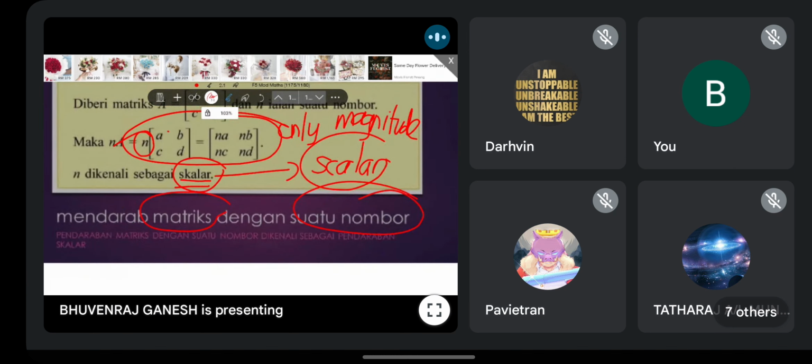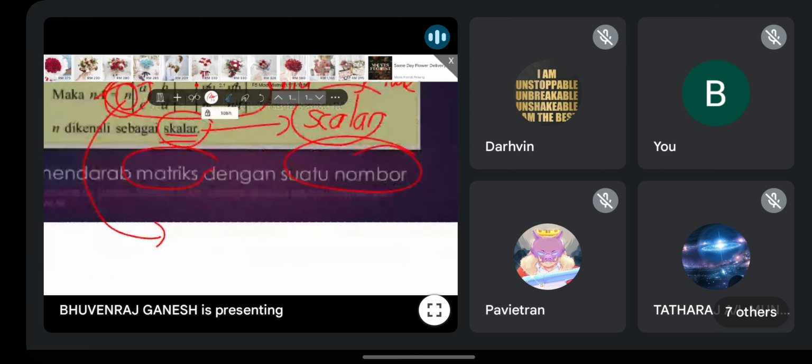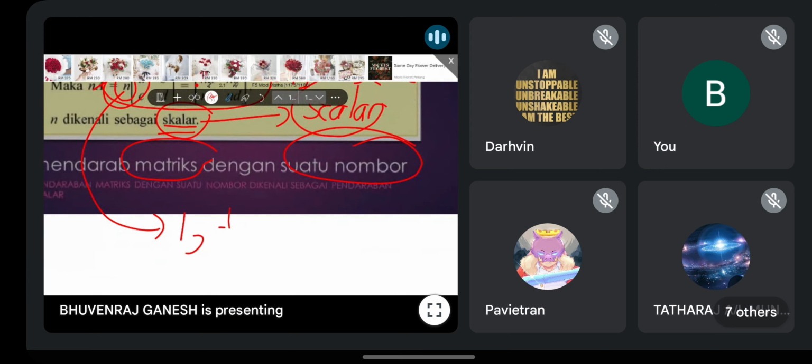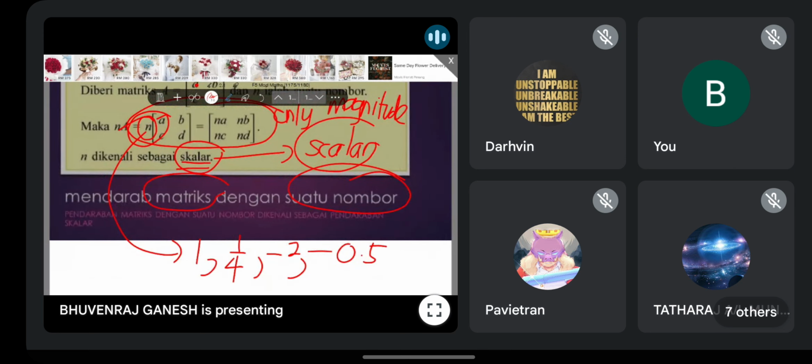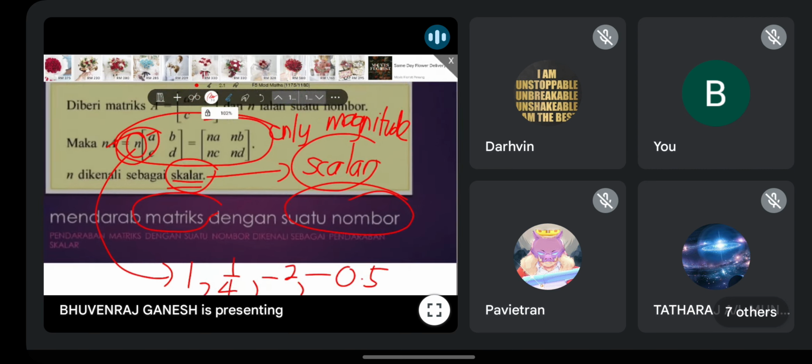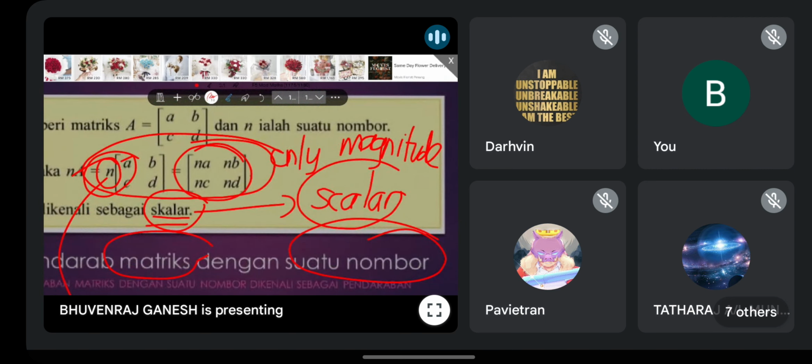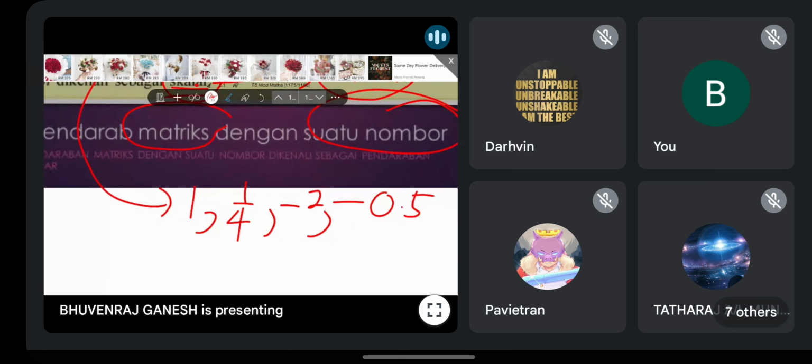Now, when you say n is a scalar, it means that it can be numbers like 1, 1 over 4, negative 2, negative 0.5. All these numbers are known as scalars, scalar quantities. So you can multiply a matrix with any number. If you refer to this general formula, you can see that n will multiply all the elements in the matrix. Correct? n times A, n times B, C, and also D. That's how you get the result on the right hand side. If you don't understand this, no problem.